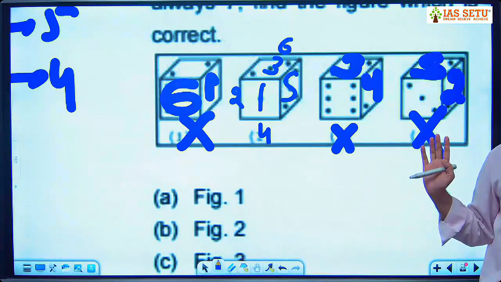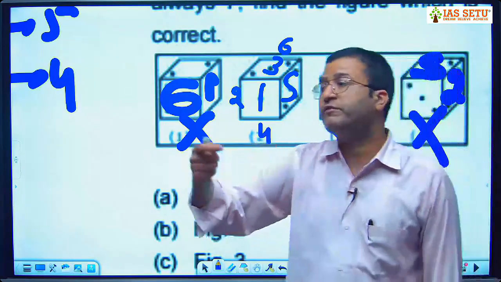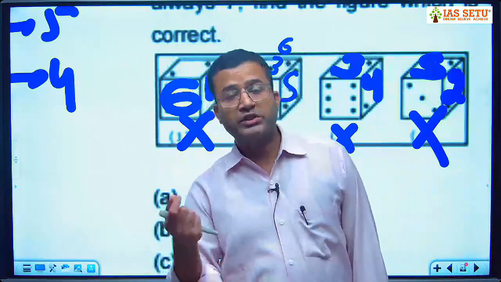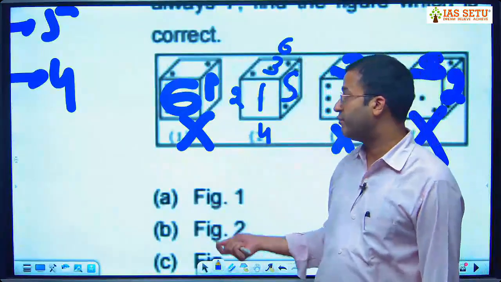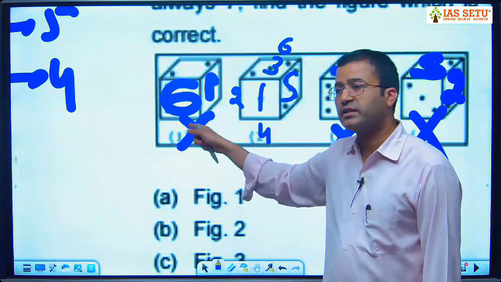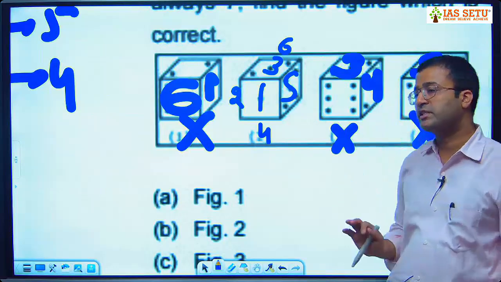Fine. Are you able to understand the question? कि total number of dots on opposite faces has to be 7. वो 7 कैसे होगा? जब 1 and 6 opposite, 2 and 5 opposite, 3 and 4 opposite. If 1 and 6 adjacent, there is a problem. If 5 and 2 adjacent, there is a problem. If 3 and 4 adjacent, there is a problem.